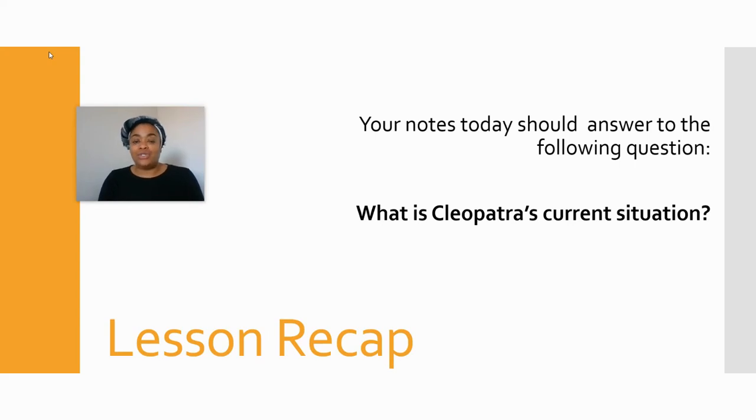As we continue to read, we realize that Egypt's future is uncertain and Cleopatra is very uncertain about Egypt's future. She's not sure if she will have the protection of Rome. And at the end, we realize that Cleopatra does not know what will happen to her country. That is a recap of today's lesson.